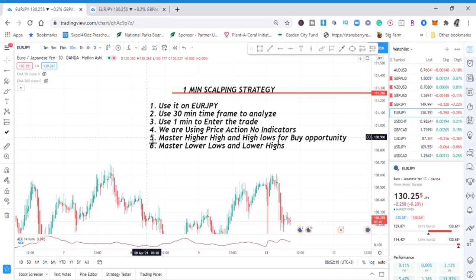So for you to understand this scalping strategy, you need to identify high highs and high lows, or lower lows and lower highs. And if the market was making high highs, high lows, and then all of a sudden that gets violated, you come out of the trade. So guys, without further ado, let's get into the chart. So this is our chart.